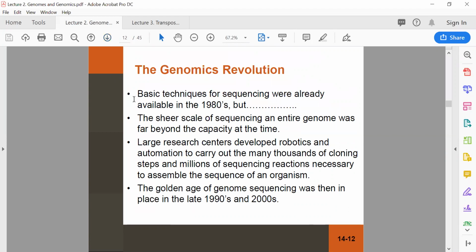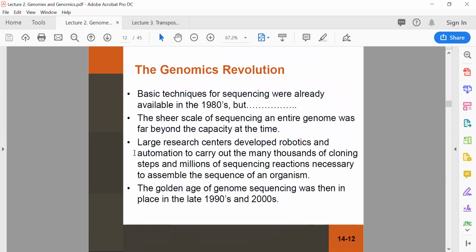All right, so the basic techniques for sequencing were already available in the 1980s, but the sheer scale of sequencing an entire genome was actually beyond the capacity at the time. So this was only in the 1980s. And to see what they can do today compared to what they were doing in the 80s is just mind-boggling. It's really difficult to keep up with how quickly the technology is advancing in this area anyway.